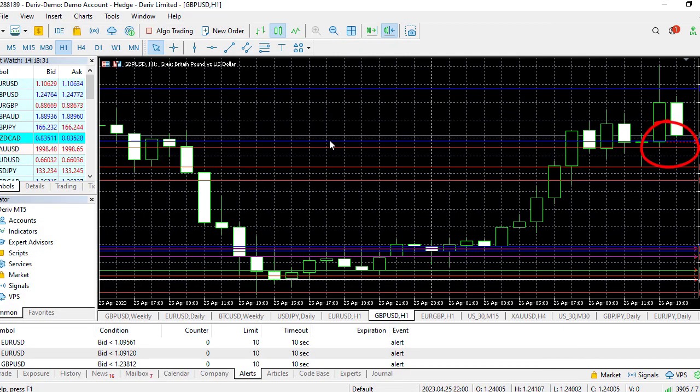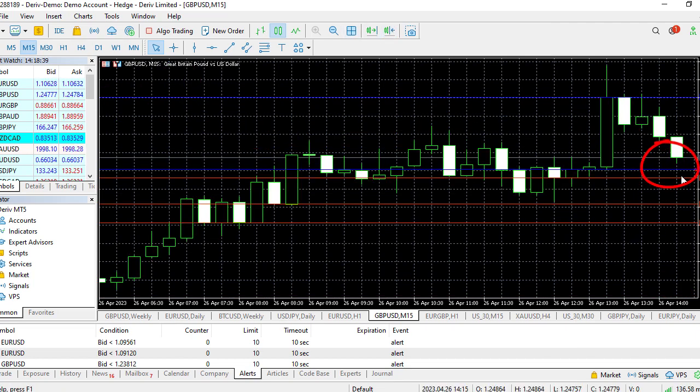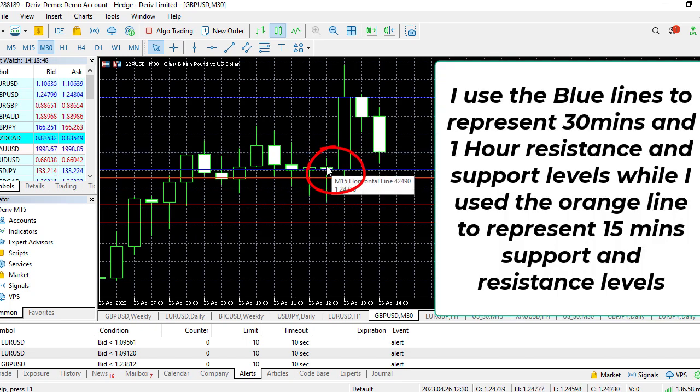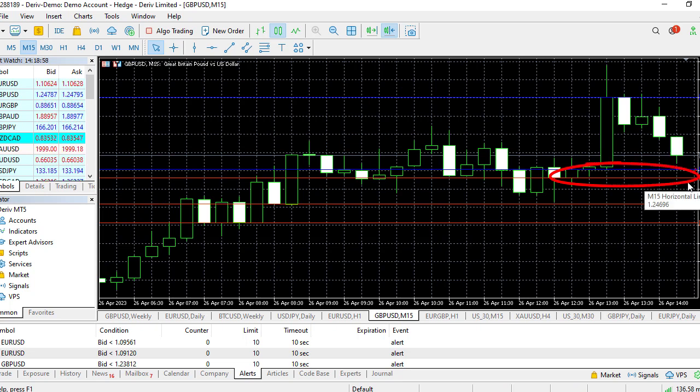Okay, I already have a level around here. The market is actually approaching that level. This is normally not a special level, but we have a 30 minutes support here, and we also have a 15 minutes level just around here. So that place is like a zone. If the market falls into this zone, I'll place a trade.